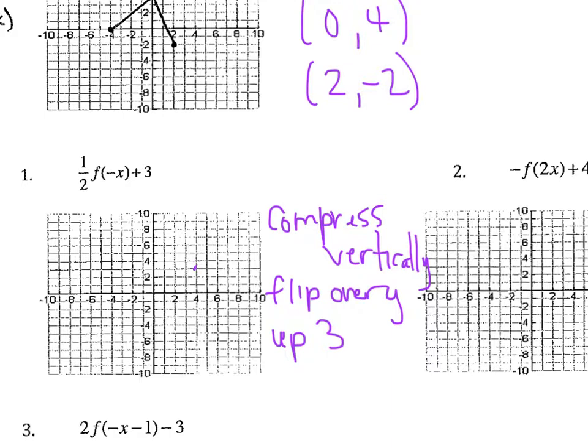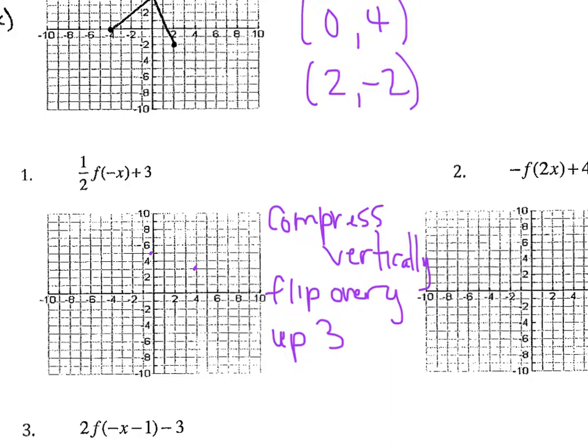My next point, 0, 4. I'm going to divide the y by 2, so it now becomes 0, 2. I'm going to flip it over the y, so that point doesn't change. Then I'm going to move it up 3, so it becomes 0, 5.